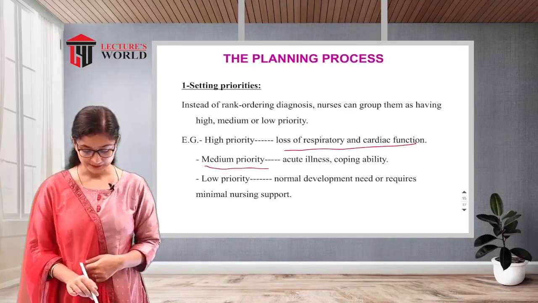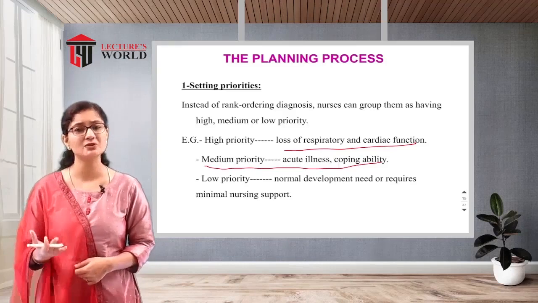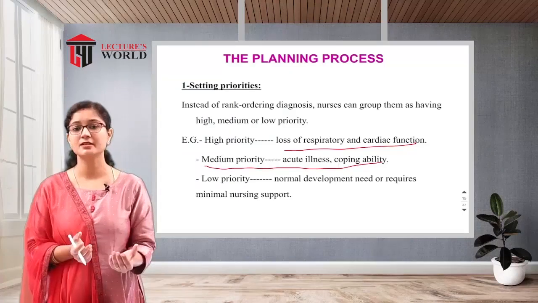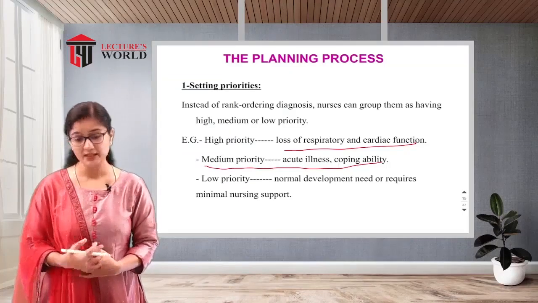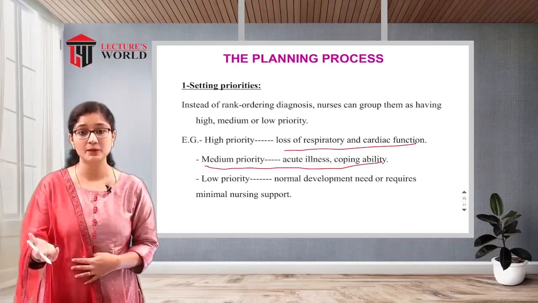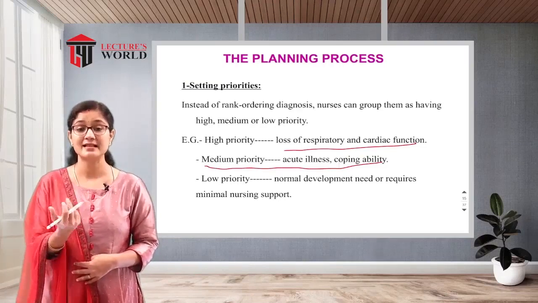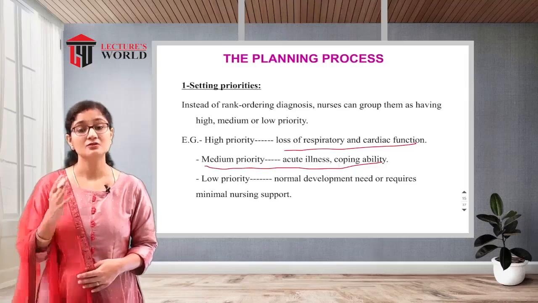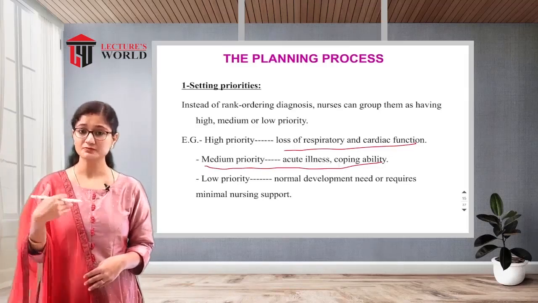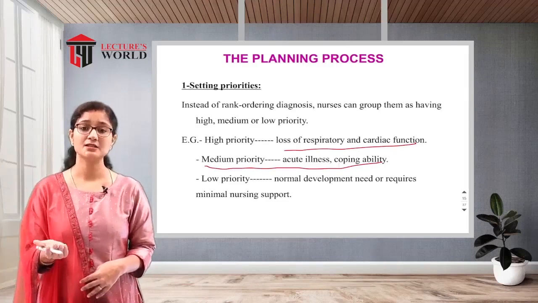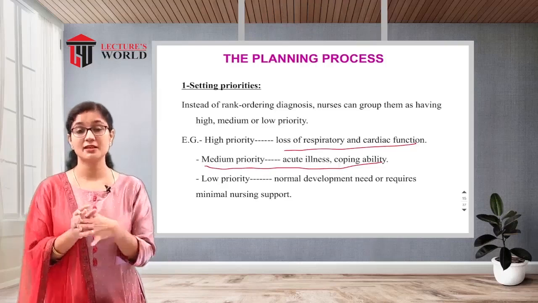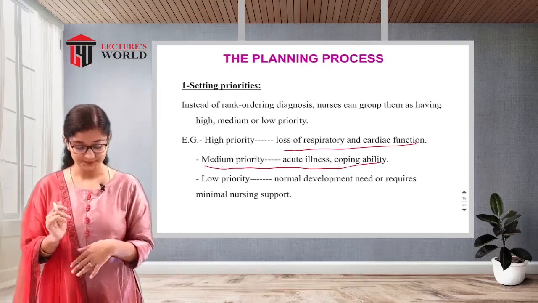Next is medium. What are the medium priorities? Acute illness, that is any pain or any other complaints which are related to the illness or the disease. Also coping ability. He's saying that I'm feeling very sad, I'm not able to cope up, or I'm feeling a little tense, anxiety related to surgery. So that is what you are going to help him with. Don't worry, this is what is going to happen with you, this is what is going to happen in the surgery. When you give him health education related to the topic, the patient's anxiety decreases.